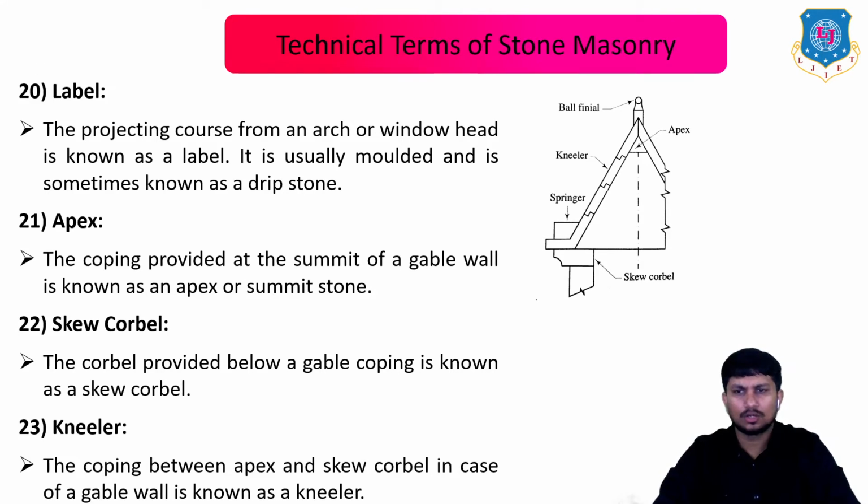Next is skew corbel. The corbel provided below a gable coping is known as a skew corbel. Okay, you can clearly see skew corbel here in this figure. Next is kneeler. The coping between apex and skew corbel in case of gable wall is known as kneeler. Okay, you can clearly see kneeler here in this figure.